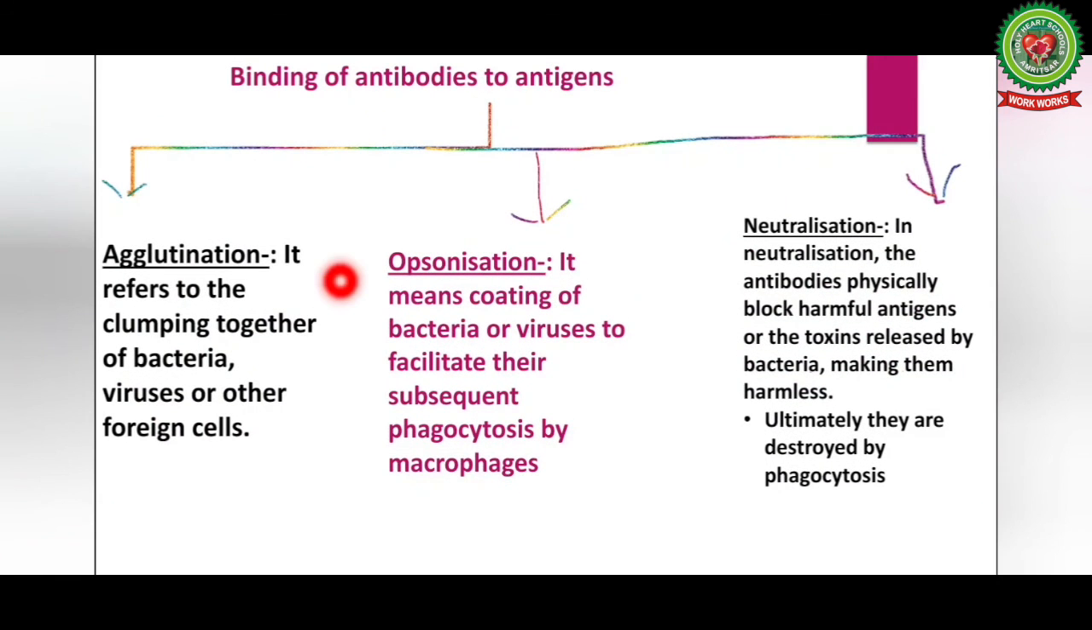So talking about binding of antibodies to antigens, first is agglutination. It refers to the clumping together of bacteria, viruses or other foreign cells. Next is opsonization. It means coating of bacteria or viruses to facilitate their subsequent phagocytosis, that is engulfing of foreign particles by WBCs. Next is neutralization. In neutralization, the antibodies physically block harmful antigens or the toxins released by bacteria, making them harmless. Ultimately, they are destroyed by, again, phagocytosis.